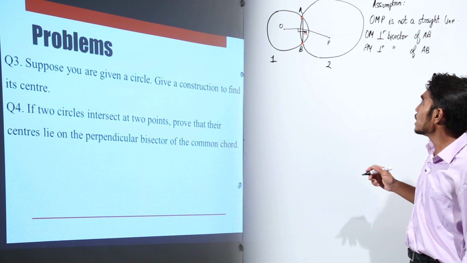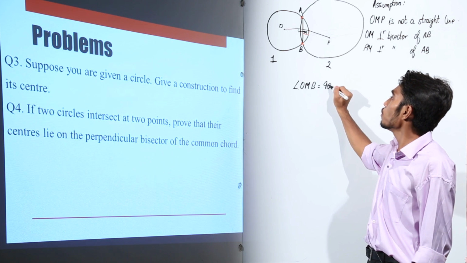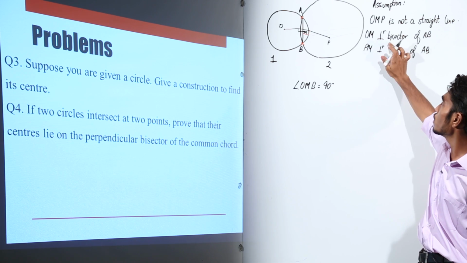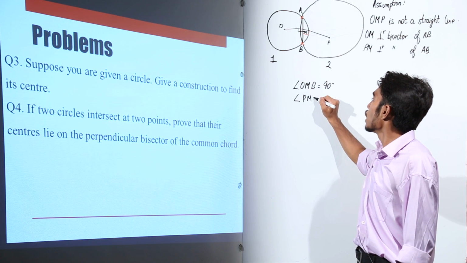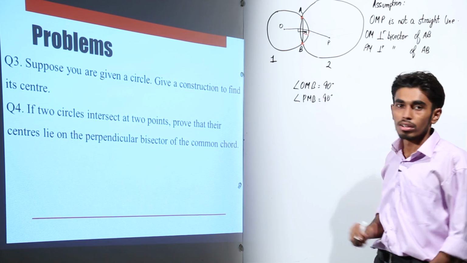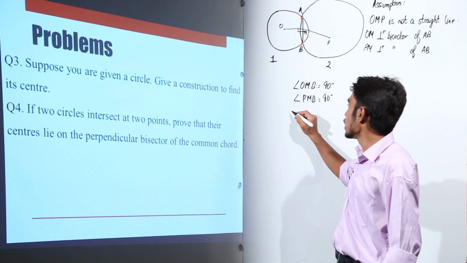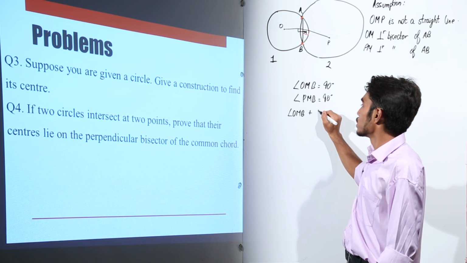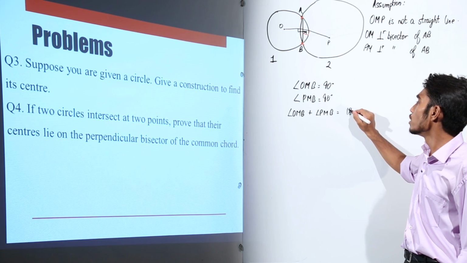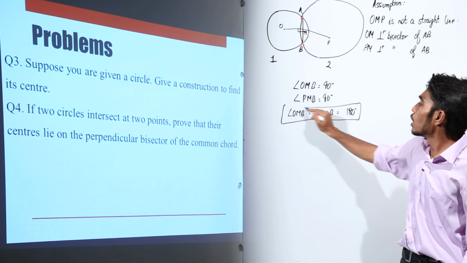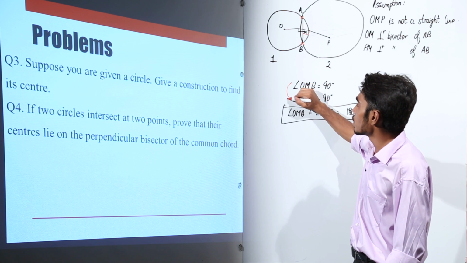So what can I say? I can say that angle OMB is equal to 90 degrees. Why? Because OM is a perpendicular bisector of AB, right? Similarly, I can say that angle PMB is 90 degrees, right? Both the angles are equal to 90 degrees. Now let me just add both the angles. Angle OMB plus angle PMB is equal to 90 plus 90, that is equal to 180 degrees, right?